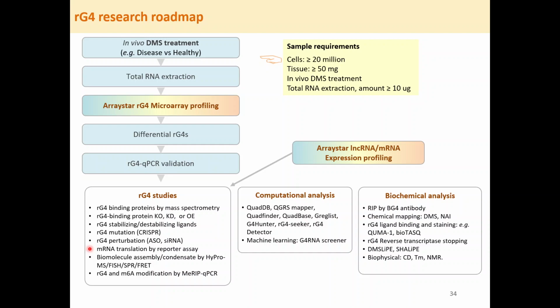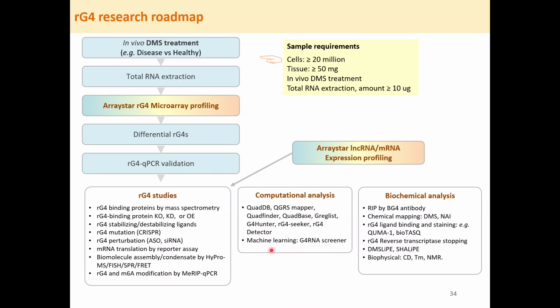Biomolecule assembly or condensates can be studied by hybridization proximity mass spectrometry, HyPro-MS, fluorescent in situ hybridization, FISH, surface plasmon resonance, SPR, or fluorescence resonance energy transfer, FRET, rG4 and M6A modification by miRIP qPCR. rG4 can be predicted by computational analyses and AI machine learning.